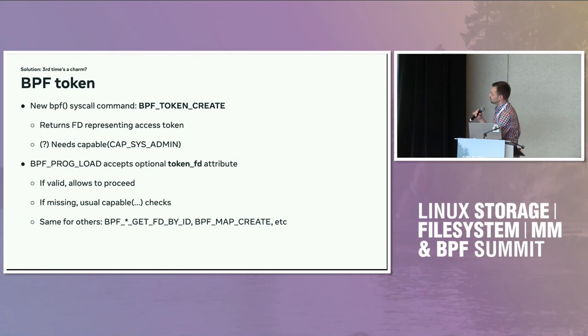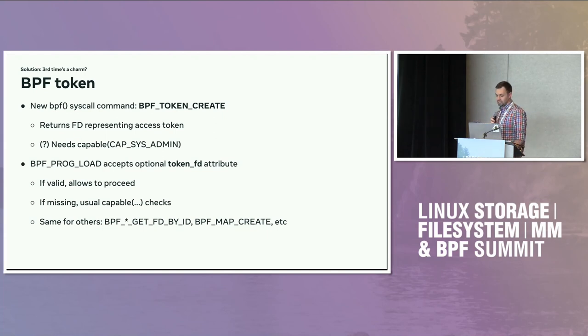I call this whole approach BPF token, because that seems to be the terminology used by the OAuth framework, open authentication, to generate permissions, grant permissions, transfer them, prove them, and all that. So token seems to make sense as a terminology, but if someone has a better idea, I'm open to it. The big idea is we add a new BPF syscall command, BPF token create. If you have the right capabilities, the right permissions, it will create the anonymous file and give you a file descriptor. For starters, I think we should require CAP_SYS_ADMIN, because this FD basically grants you the same permissions as CAP_SYS_ADMIN if you had them.